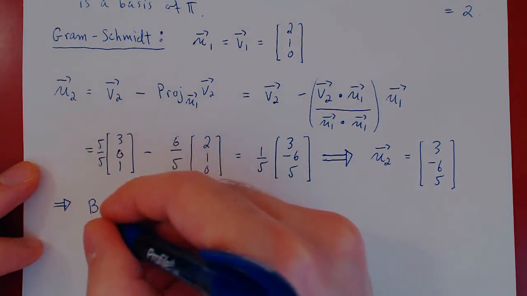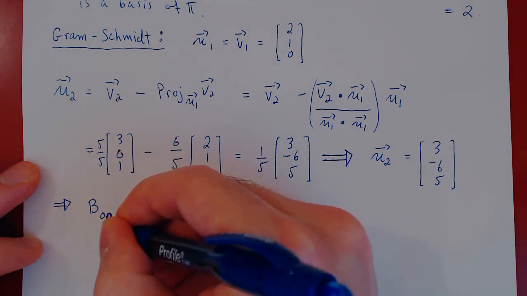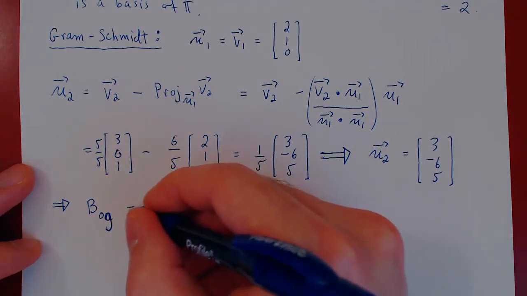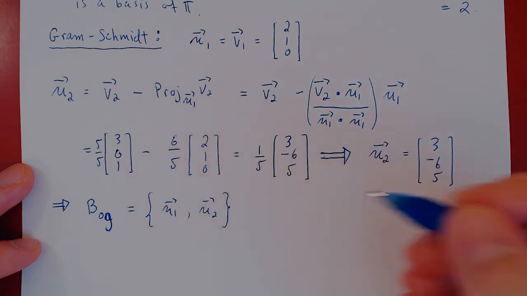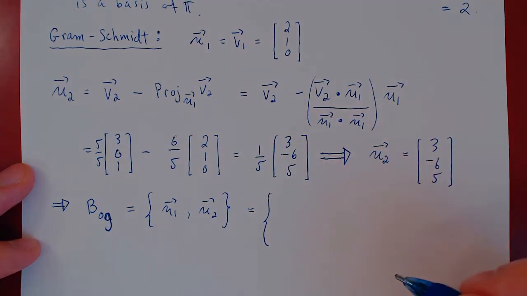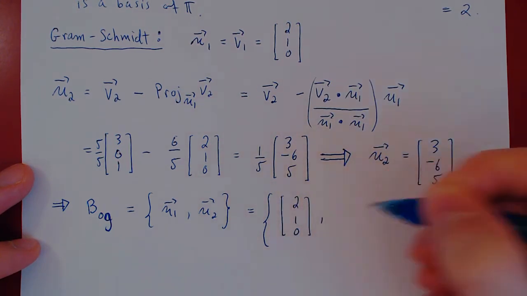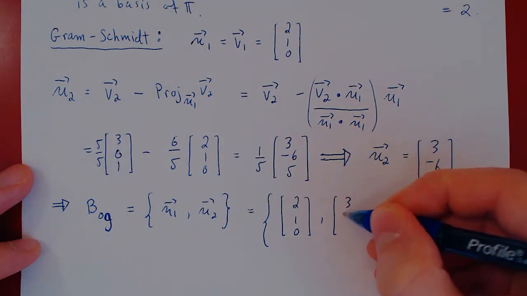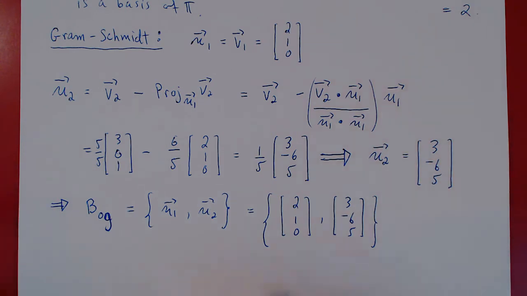And I'll write b subscript OG, for saying that we have transformed b into an orthogonal basis, and the new vectors are u1, u2, and if you want them explicitly, well, vector u1 is 2, 1, 0, vector u2, after we remove the 1 over 5, is 3, negative 6, 5. And we now have an orthogonal basis of this plane.